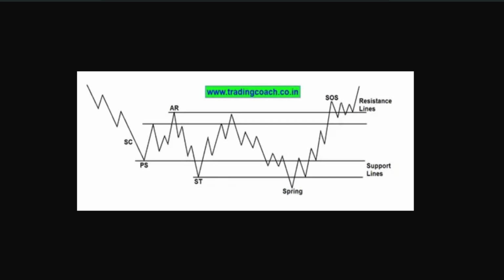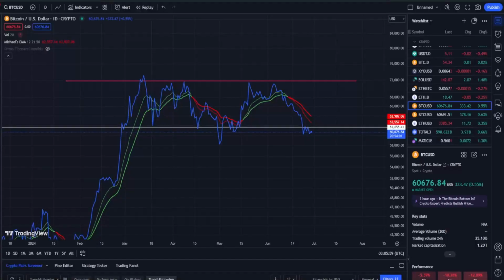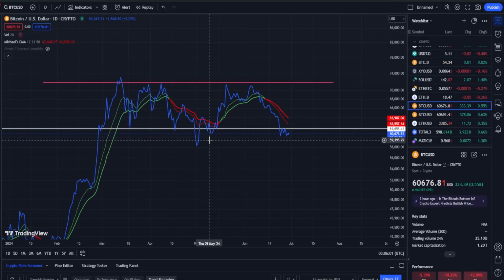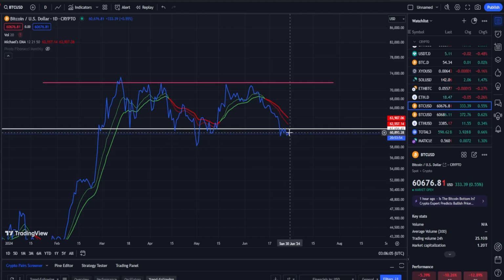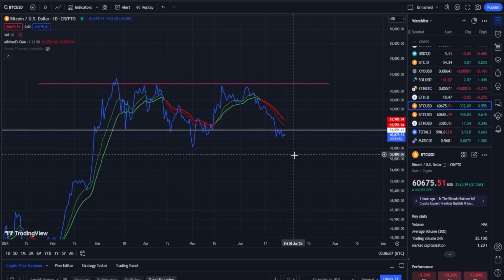So here's the accumulation schematic, right? We have preliminary stop right here, automatic rally, secondary test, trading, spring. And I think this is where we might be right here. Look, the spring, how it's almost below. I mean, technically it's not, but I think we could have a further downwards action to confirm a spring.